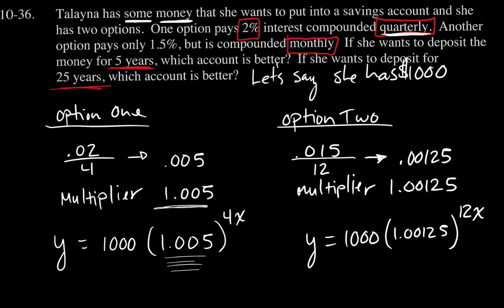Now, for sure, this is a larger number, right? 1.005 is larger than 1.00125. But realize every single year, this one is going to be multiplied by that number 12 times, and over here, every year it's going to be multiplied 4 times, because there are 4 quarters in a year and 12 months in a year. So now that I've modeled these, I need to come up with a way of looking at these two situations.